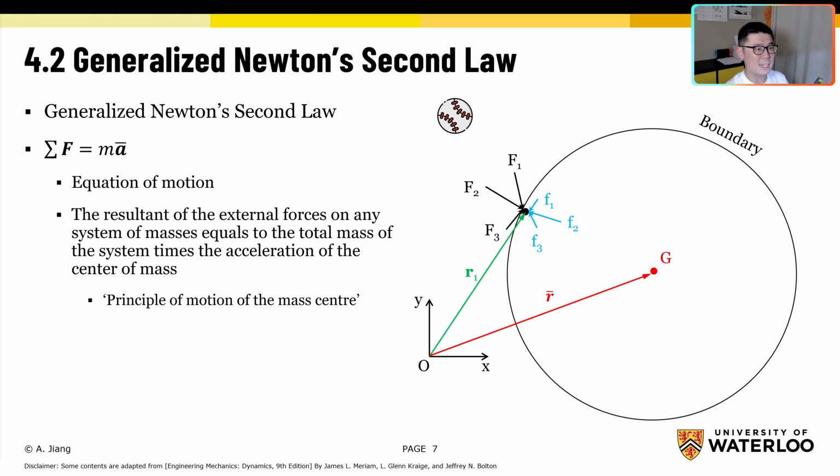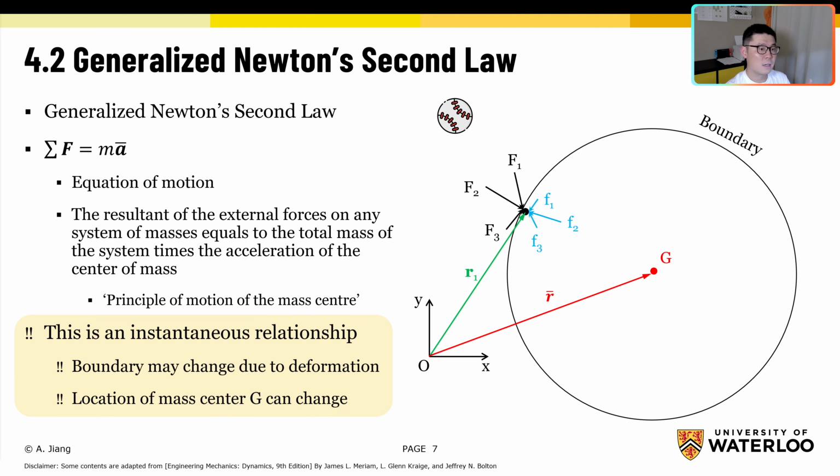For a moment, you'll realize this looks the same as what we already know: sum of F equals m a, except there is a bar here. We call this equation the equation of motion. This equation tells us that the resultant of all the external forces on any system of masses or any system of particles equals the total mass of the system, m, times the acceleration of the center of mass. Remember, r bar represents the position of the mass center G. So we have a bar here, the acceleration of the center of mass.